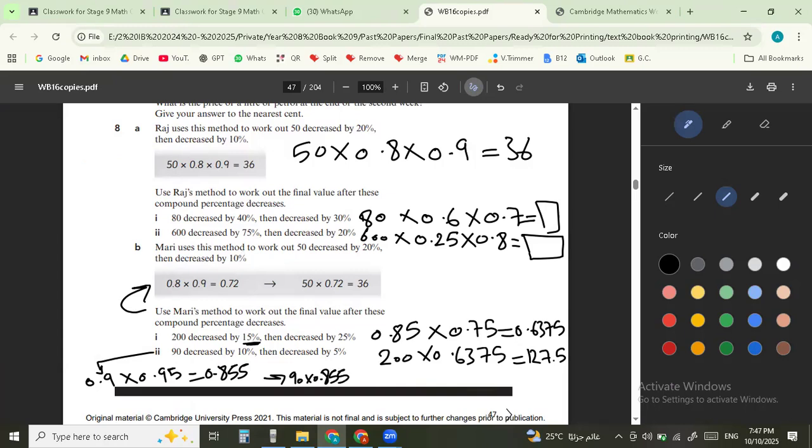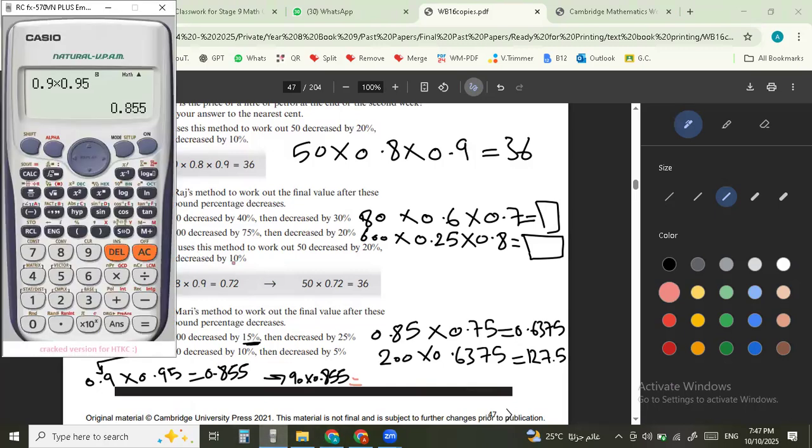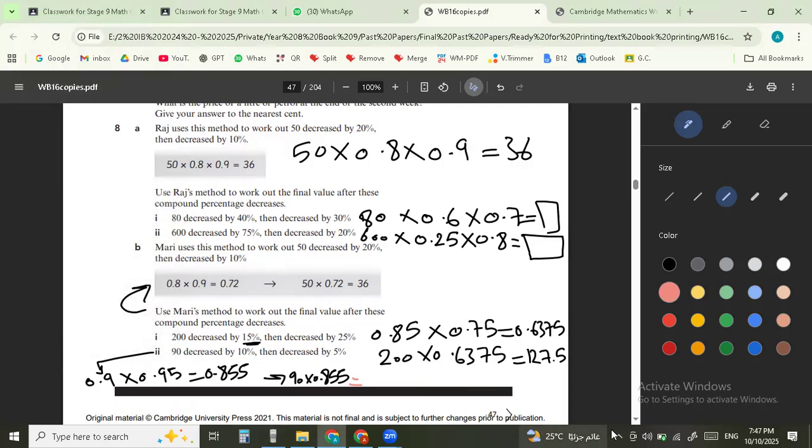0.855, which is equal to, let's find out the answer, 90 times 0.855, which is equal to 76.95. 76.95. All right.